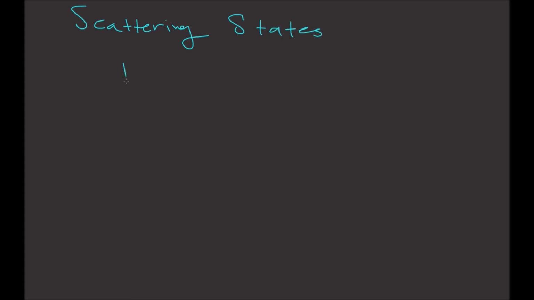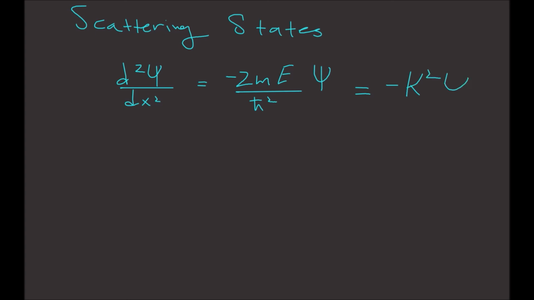For the scattering states, our Schrodinger equation reads the second derivative of psi with respect to x equals minus 2m times E divided by h bar squared times psi, right? Or in terms of k, it's minus k squared times psi, where k is defined as the square root of 2m E divided by h bar. Remember now, E is positive, greater than 0.